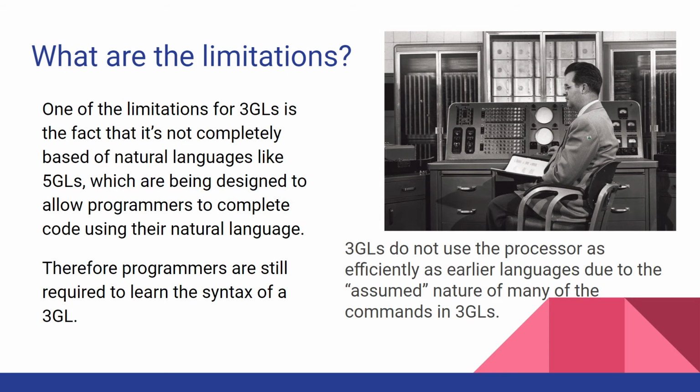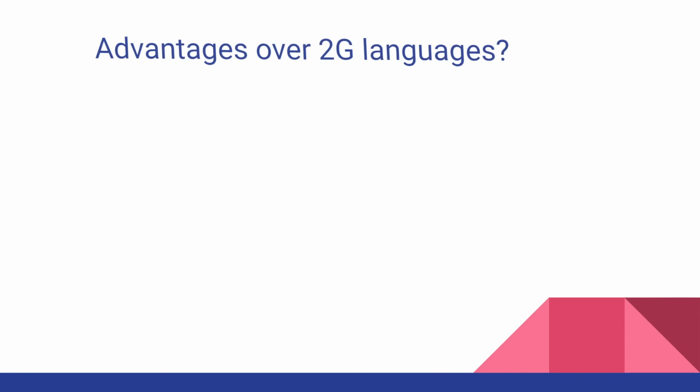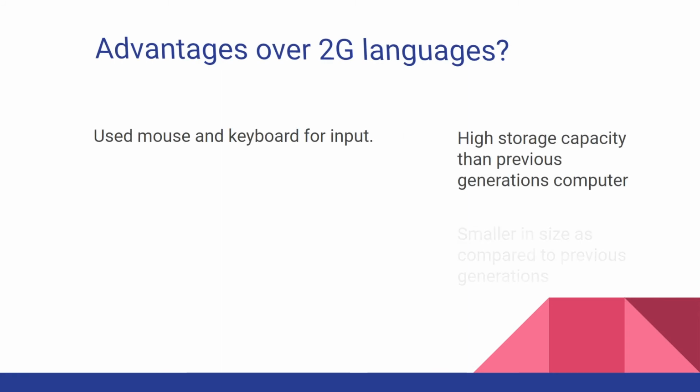Whereas a fifth generation language is designed to use natural English. A fourth generation language is getting closer. But a third generation language requires its own syntax. And so therefore they are not necessarily as user-friendly as we would like them to be, sadly. Advantage of a 3GL over a 2GL, very much. It uses a mouse and keyboard for input.